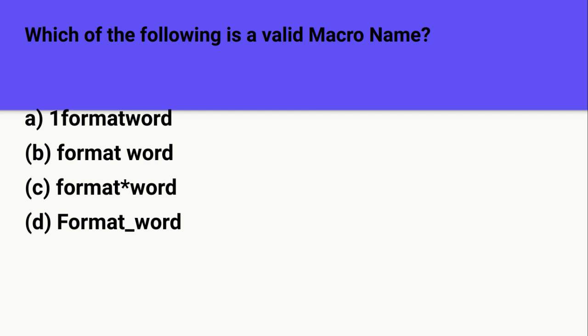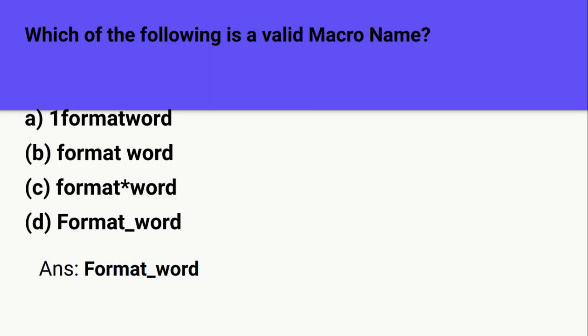Which of the following is a valid macro name? We can use the correct macro name. I already told you some formats. So in this case the correct answer is D, format underscore word.